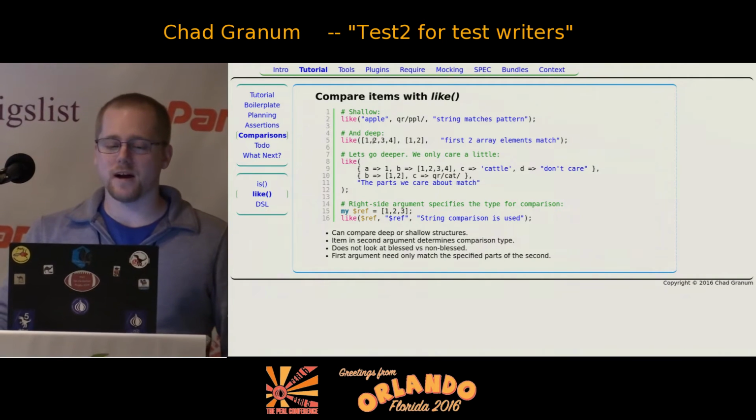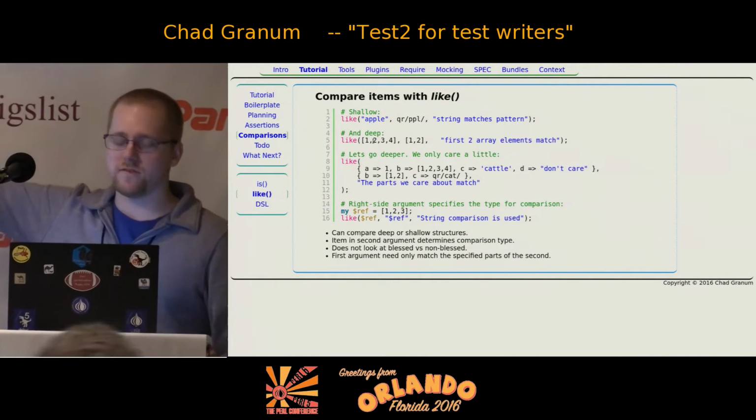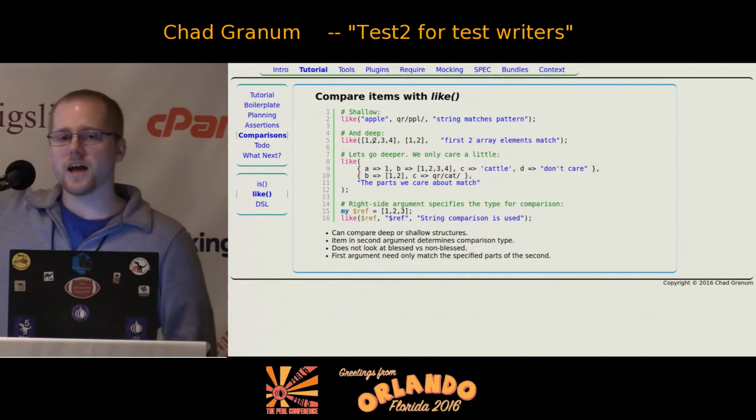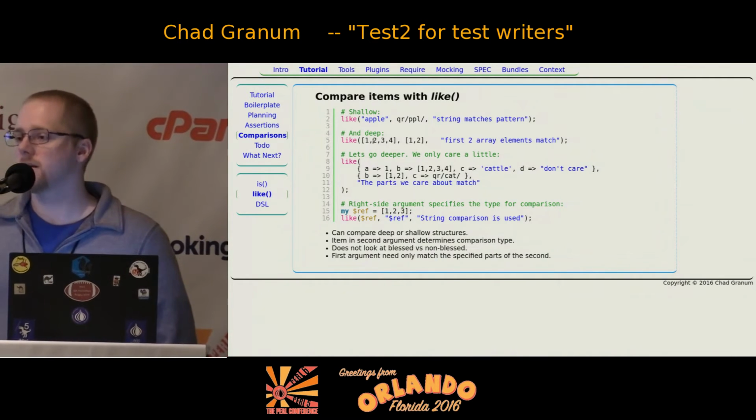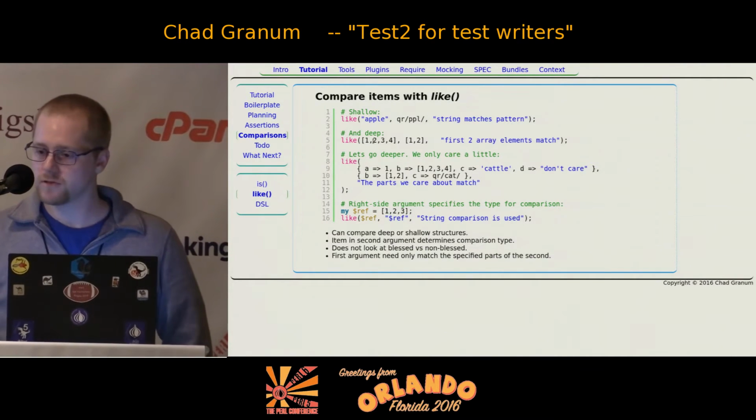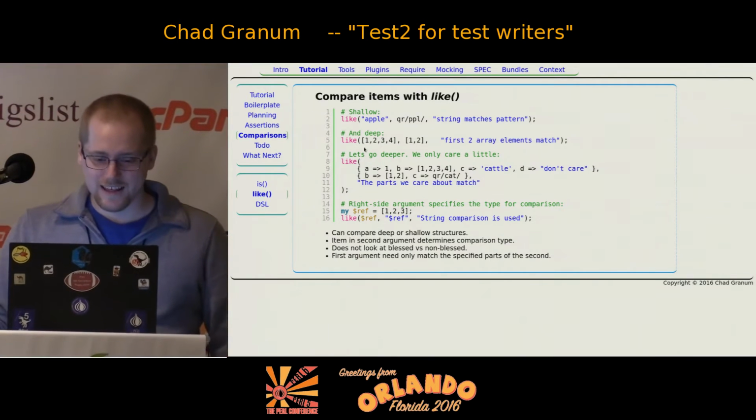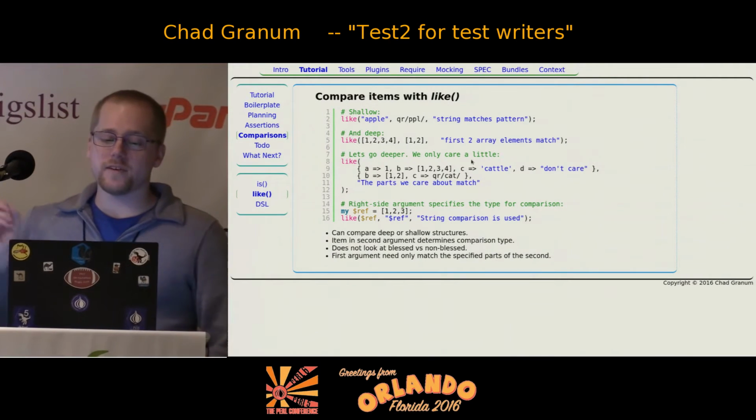But let's do deep comparison. But we only care about the first two values of the array. It will only check the first two values. This will pass because those first two values match. Problem? That might be good. Okay, you can go even deeper though.